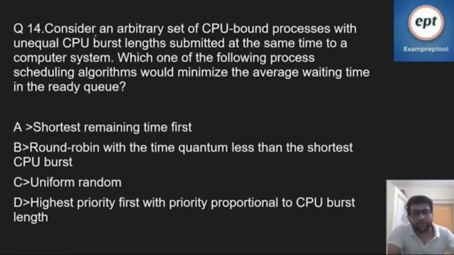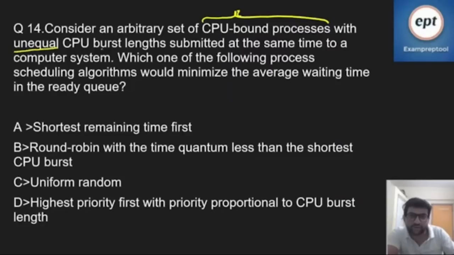Right. So consider an arbitrary set of CPU bound processes. So what are CPU bound processes? Which are mostly executed on CPU. It does not have a large IO or waiting operations, right? So these are CPU intensive processes, right? With unequal CPU burst lengths submitted at the same time to the computer system.